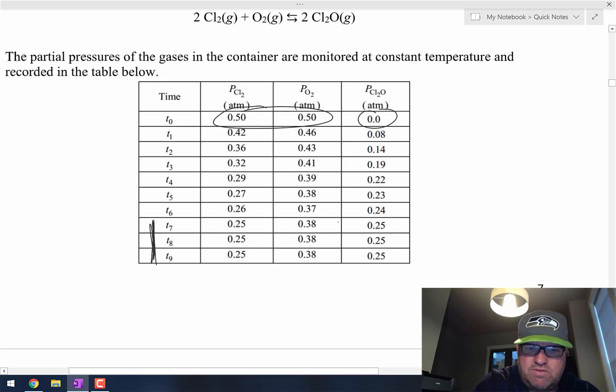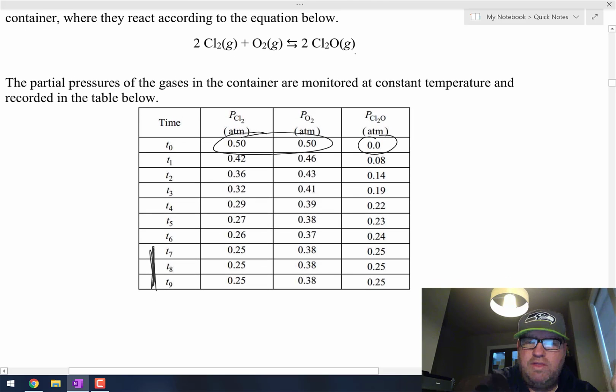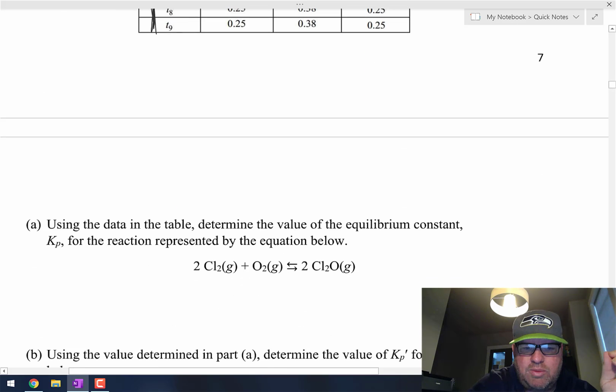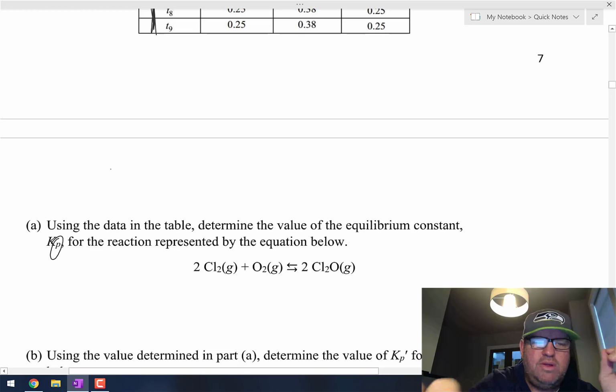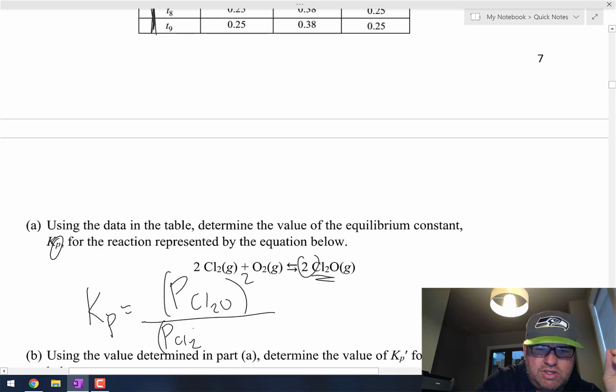So it doesn't matter which of these three you use, times 7, 8, or 9, because they're all the same. First of all, our equilibrium constant expression: these are gases, and these are all in atmospheres. Unless they're a little more clear, oh, they do say Kp. Okay, good. So Kp is going to equal the pressure of Cl2O, and that has to be squared, over the pressure of Cl2, again squared, times the pressure of O2.